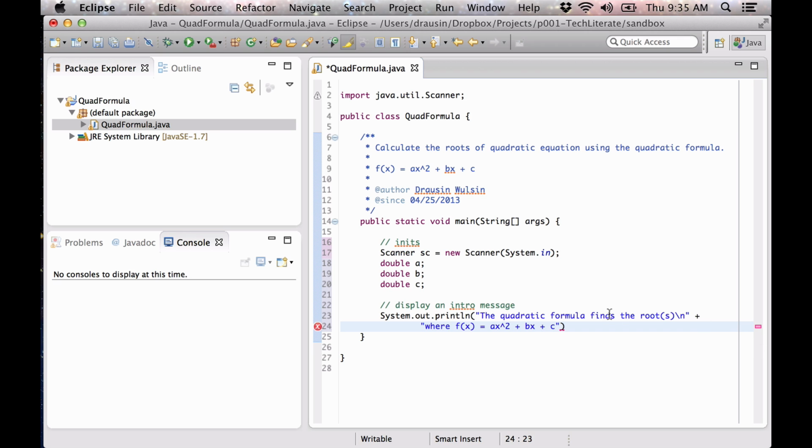So we're going to say the quadratic formula finds the roots where f of x equals 0 for the function. There we go. Okay. And let's put in another newline character. Notice that println automatically puts a new line at the end of whatever string you put in here. But here we're just going to have another one, which is just a little bit nice for formatting. Okay, so let's get some things from the user.